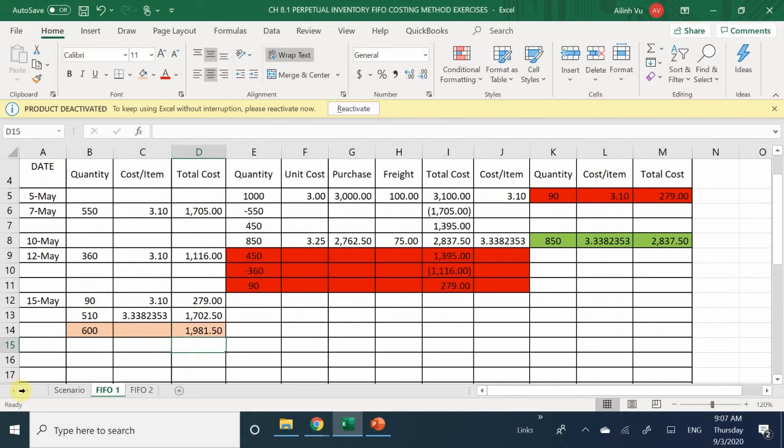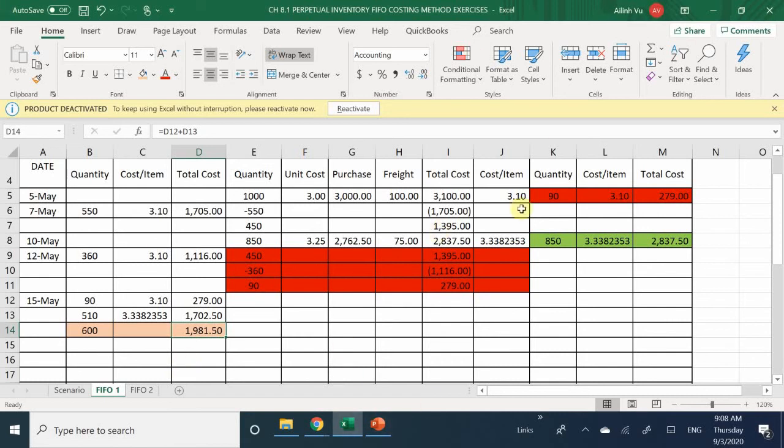Here I got my 600 units. This is the total cost of goods sold for selling the total 600 units. You're going to have to add them up regardless. So there you go, I completed my cost of goods sold.